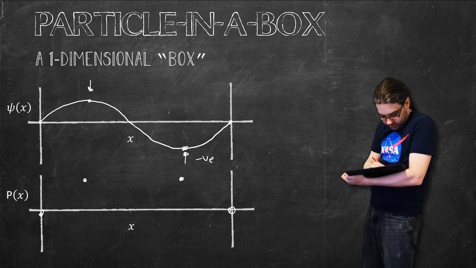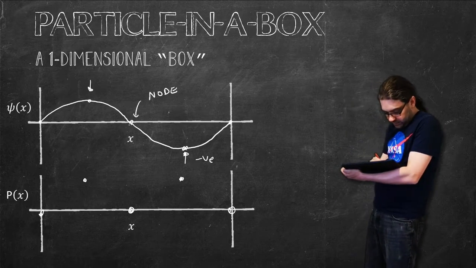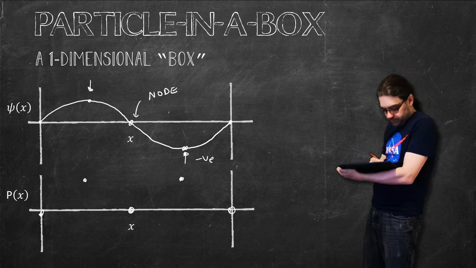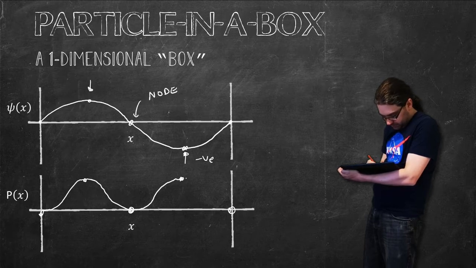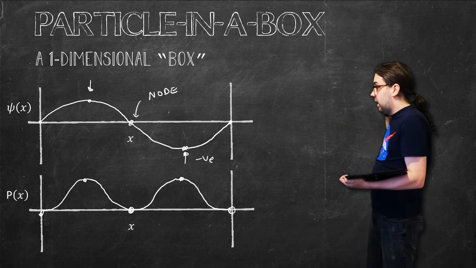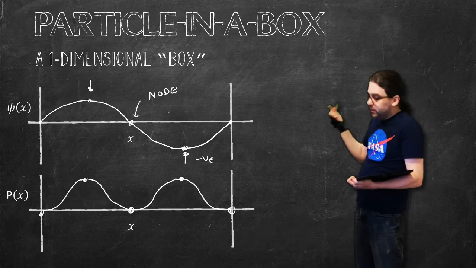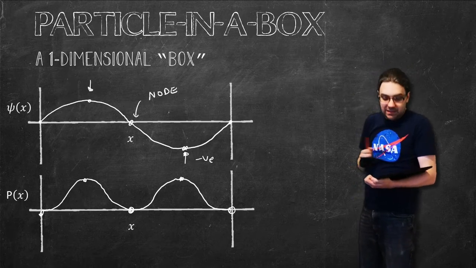And at this bit in the middle, which we call a node, where it crosses the x-axis from positive to negative, it's still 0. So 0 times 0 is still 0. And if we join that up, we get a plot that looks a little bit like this. And this is our probability function. The top one being the probability amplitude, the bottom one being probability itself.